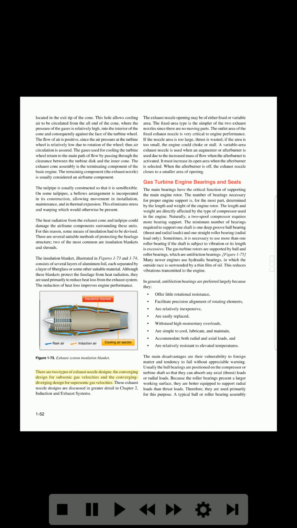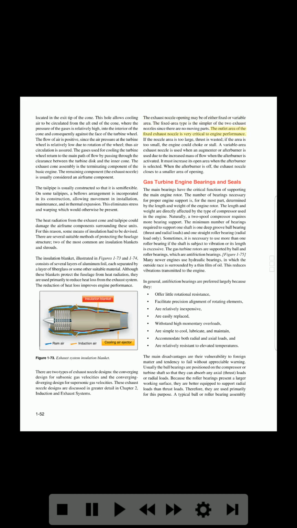There are two types of exhaust nozzle designs: the converging design for subsonic gas velocities, and the converging-diverging design for supersonic gas velocities. These exhaust nozzle designs are discussed in greater detail in Chapter 2, Induction and Exhaust Systems. The exhaust nozzle opening may be of either fixed or variable area. The fixed area type is the simpler of the two exhaust nozzles, since there are no moving parts.